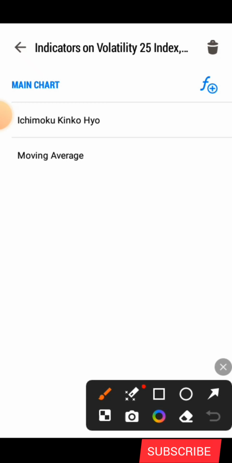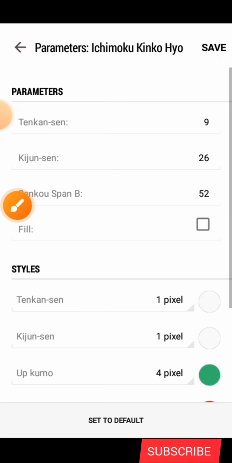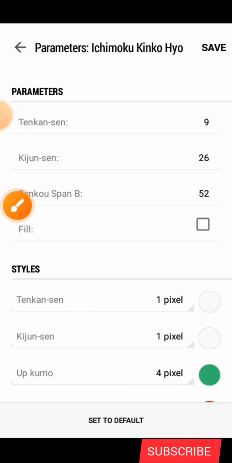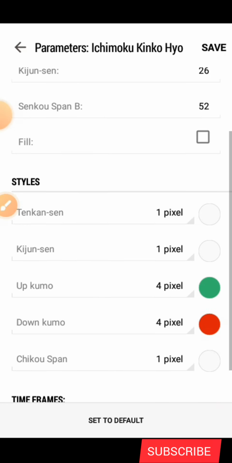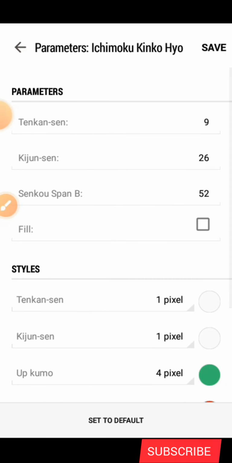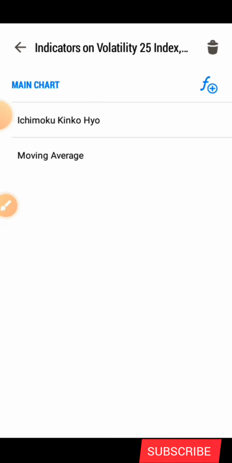Now, the first indicator we have here is the Ichimoku. You have to click on this icon first, and then you search for the Ichimoku. And then these are the parameters. You take a screenshot of everything you are seeing here. Make sure it's the same as this one. Just make sure you take a screenshot. After doing everything, you click on save.